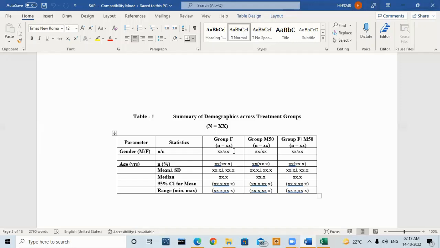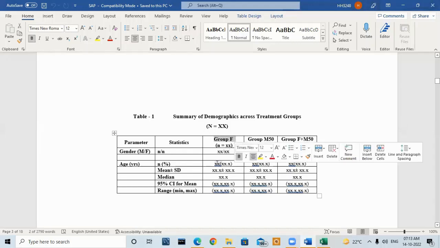And there should not be any decimal. XX by XX, is any decimal point there? No decimal point. 5 by 10 is the example of XX by XX where there is no decimal point. So in this way, we want the number of males and females in the group F.